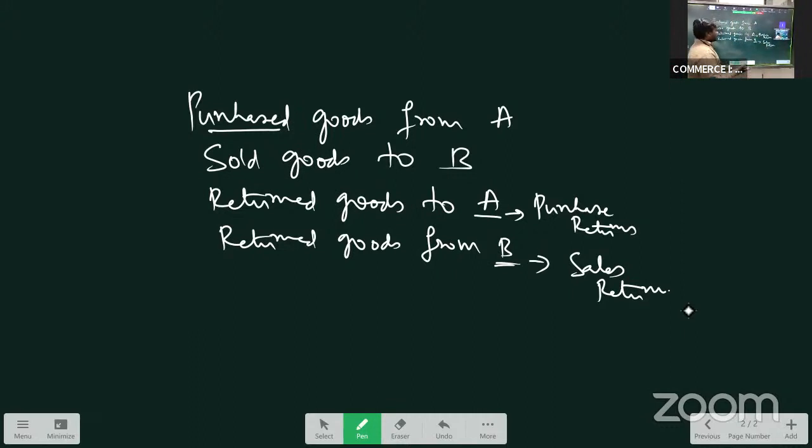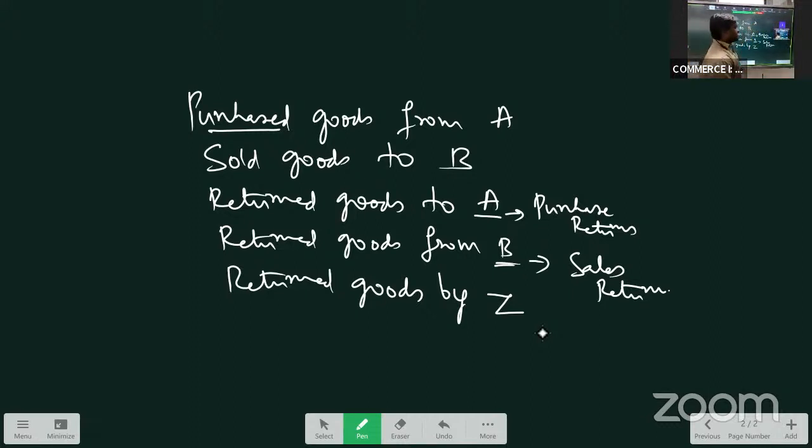But the problem arises when we come to face a new name. If it is given as return goods by Z, now here the name is given as Z, but we have not done any transaction till here with Z. We have done a transaction with A and we have done a transaction with B. So if a new name appears, how do we identify whether the transaction is a purchase return or a sales return? Here are the points on how to identify it. At the time of returning goods, we need to check with these two words: return goods.